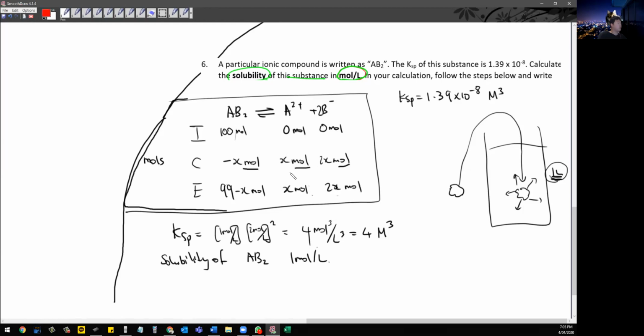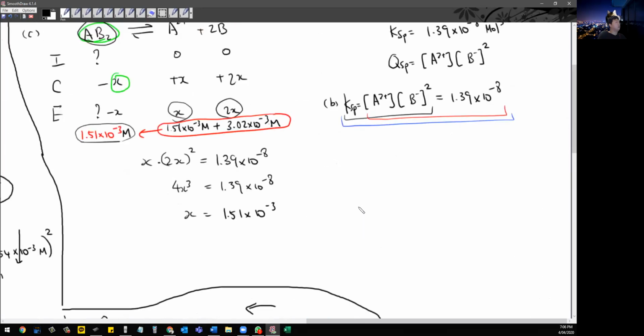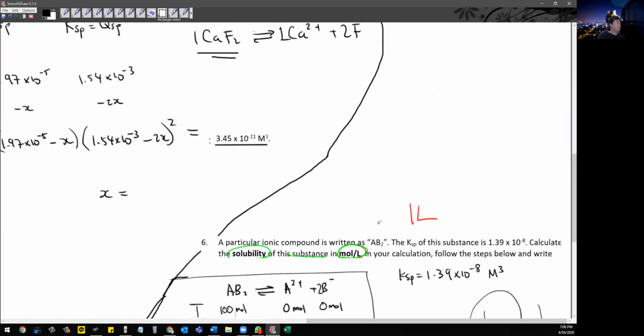And of course, because we are assuming that this is all in 1 liter, that just goes in there. So we can form x mole per liter and then 2x mole per liter squared is equal to 1.39 times 10 to the power of -8. Then you get x is equal to, like we calculated before, 1.51 times 10 to the power of -3.